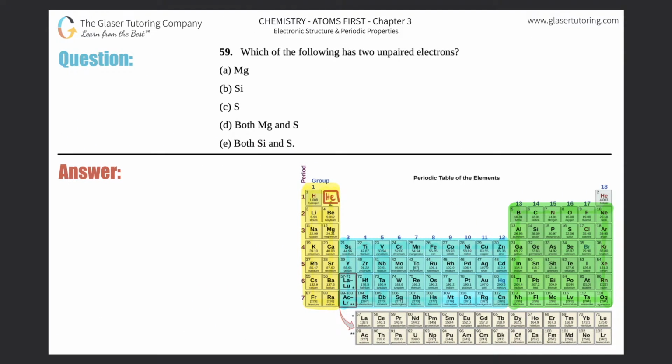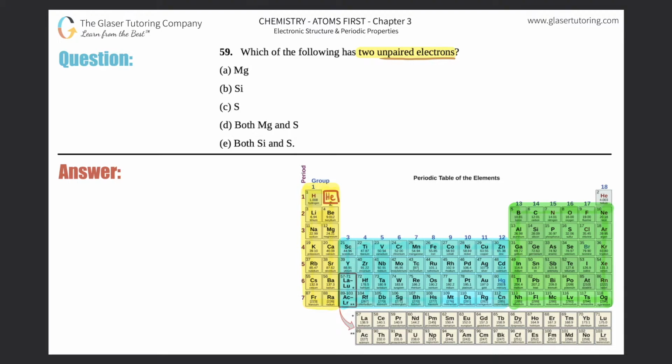Number 59. Which of the following has two unpaired electrons? And then I see that it's a multiple choice question. Magnesium is A, silicon B, sulfur C, and then you got D and E. All right, so we got to find out which one has two unpaired electrons.